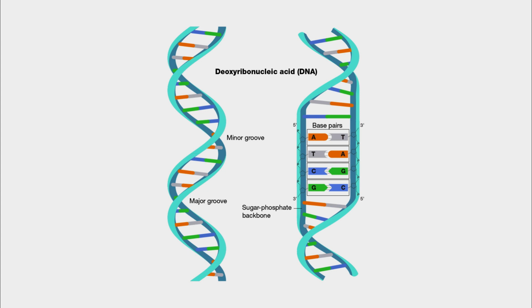Attached to each sugar is one of four bases: adenine or A, cytosine or C, guanine or G, or thymine or T. The two strands are connected by chemical bonds between the bases. Adenine bonds with thymine, and cytosine bonds with guanine.